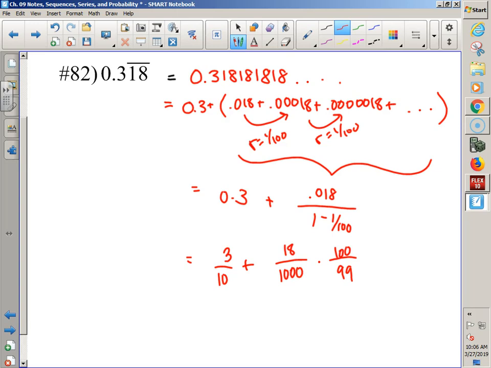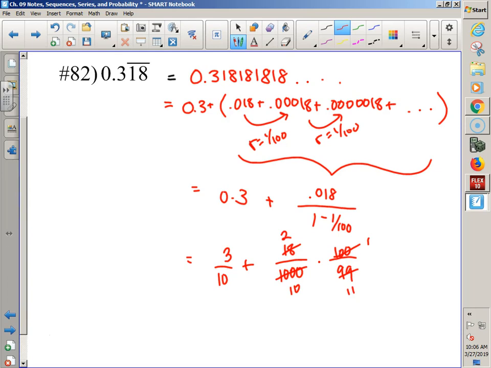Oh, could you do this by hand? No, those are huge. Stop! What's 100 and 1,000 reduced to be? 1 and 10. What's 18 and 99 reduced to be? 2 over 11. 9 goes in 2 times. Goes in 11 times.